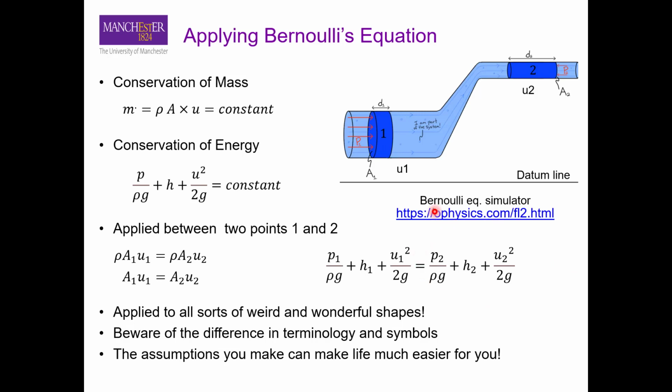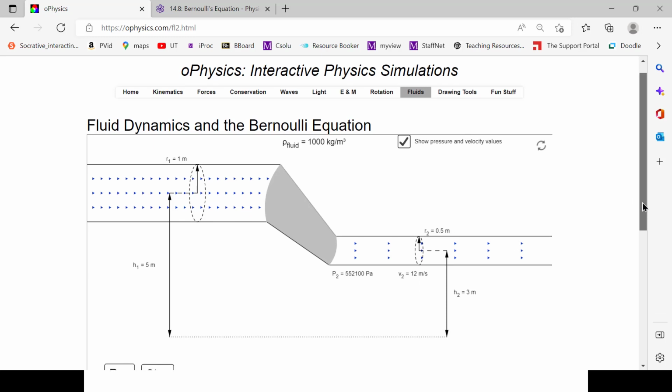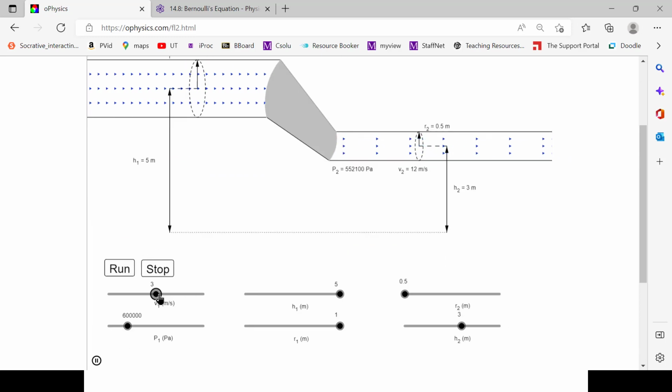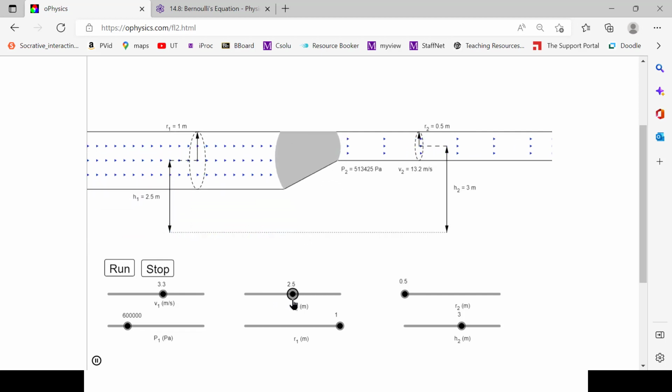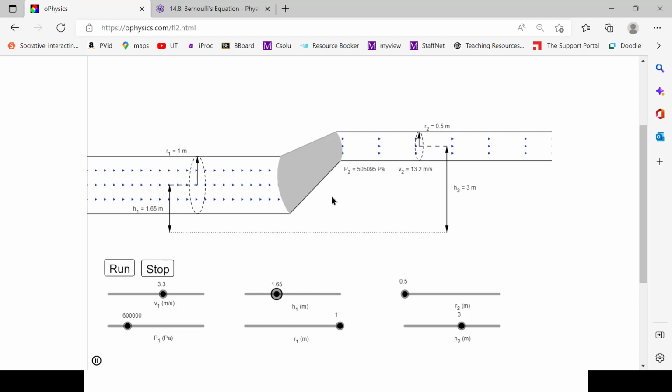And here is a link of a very nice simulator for Bernoulli's equation, where you can, for example, change the geometry or the shape of the system, and then you can run it and see how, by changing the entrance velocity or the exit velocity, or the shape or the height, different parameters are going to change. So please have a look at it and try to play with it and understand the effects of different parameters on different forms of energy. Okay.